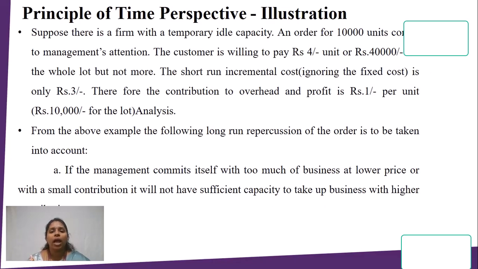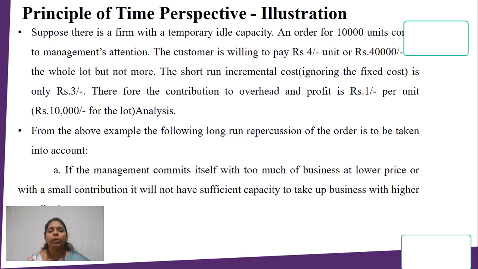In continuation with the hypothetical example, suppose there is a firm with a temporary idle capacity. An order of 10,000 units comes to the management's attention and the customer is willing to pay rupees 4 per unit, or rupees 40,000 for the whole lot, but not more than that. The short run incremental cost, ignoring the fixed cost, is only rupees 3. Therefore, the contribution to overhead and profit is rupees 1 per unit, or we can say 10,000 for the lot.